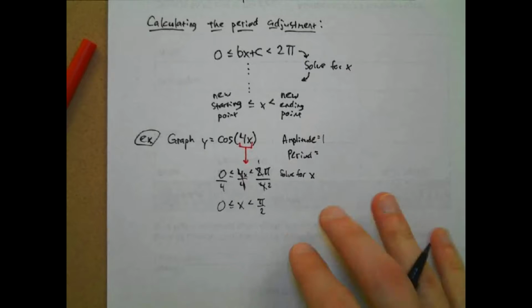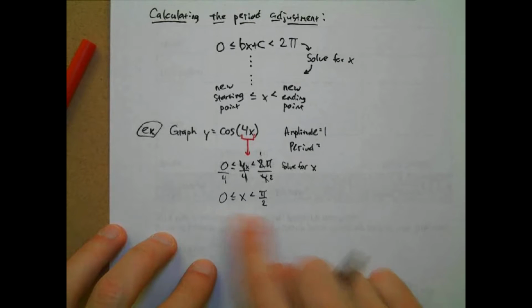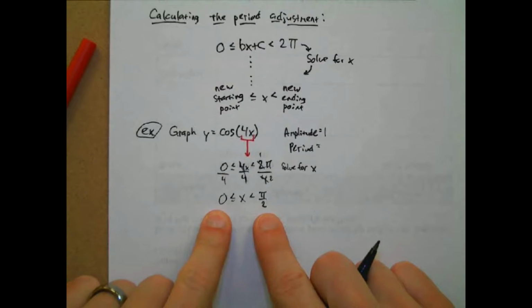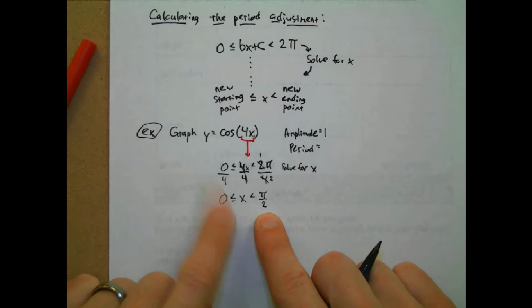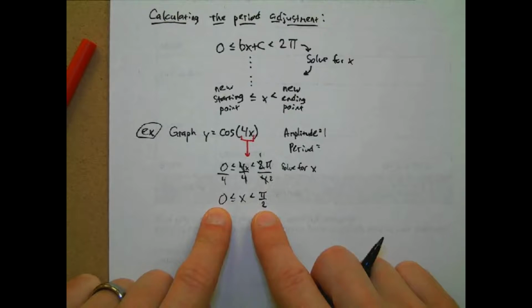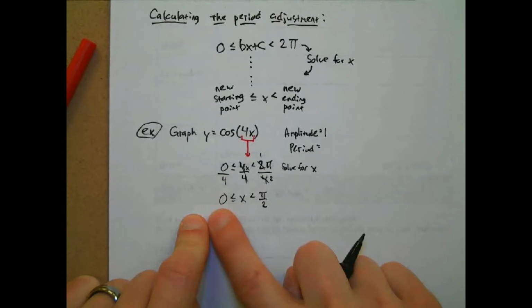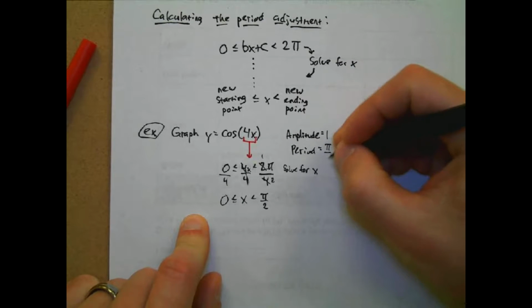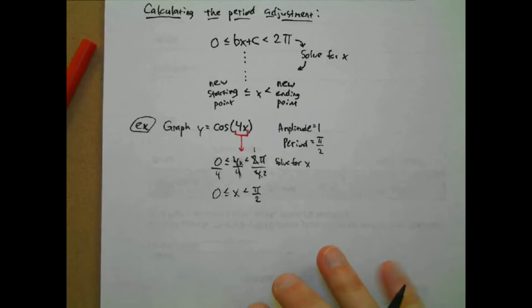This is now our new period. What's the length of this period? We start at 0, and we go to pi over 2. What's that length? What's that distance? Yeah, pi over 2, right? If it starts at 0 and goes out to pi over 2, it has to go a distance of pi over 2. So our period is now pi over 2. It's going to repeat every pi over 2, not every 2 pi.